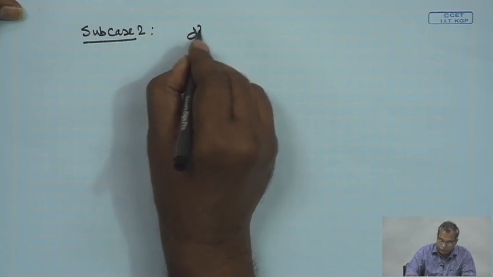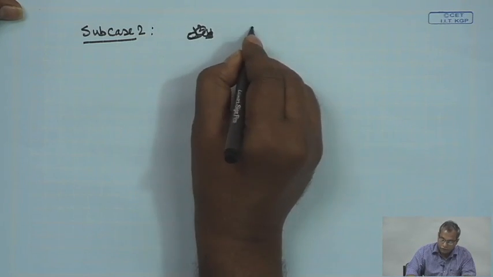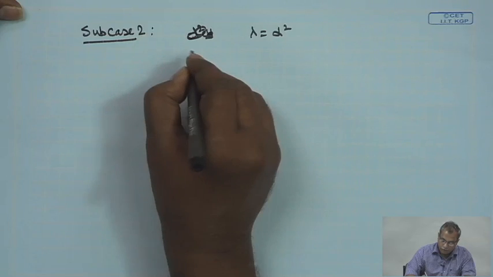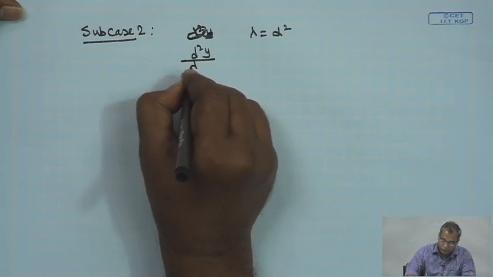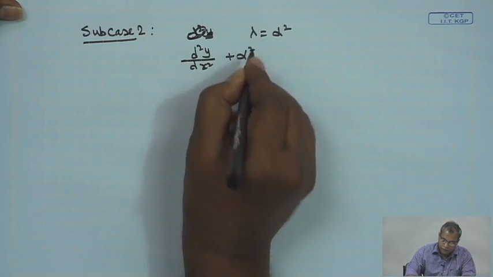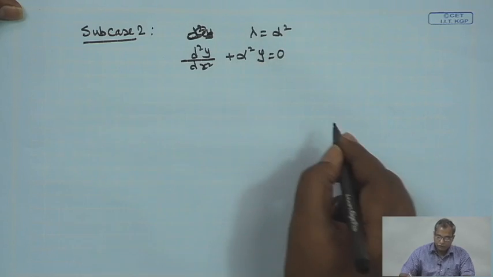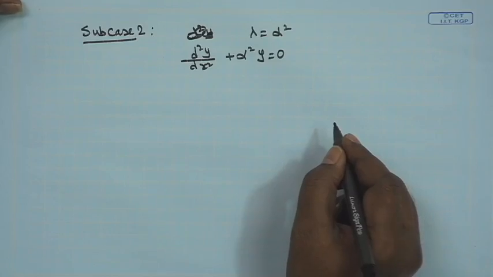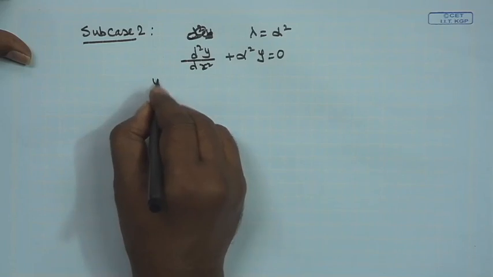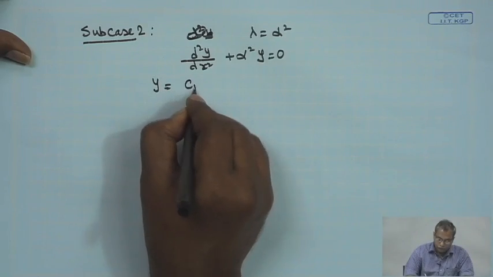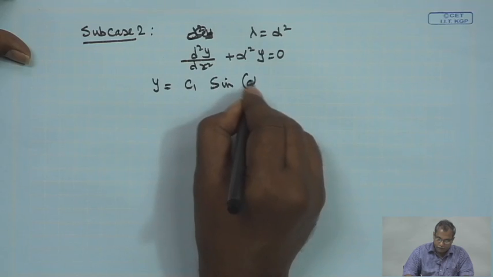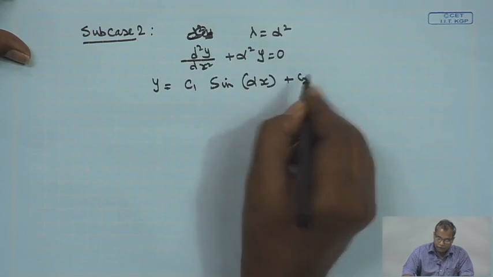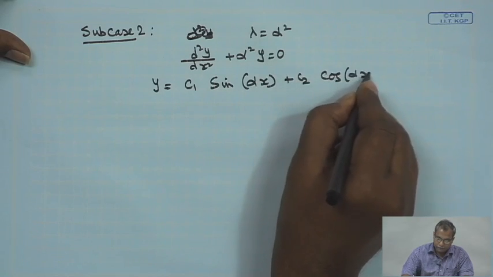Lambda is equal to alpha square, and the governing equation now becomes d square y by dx square plus alpha square y is equal to 0. So, all of us know that this particular type of ordinary differential equation will have the solution in terms of the sine and cosine functions. So, y is equal to C 1 sin alpha x plus C 2 cosine alpha x.